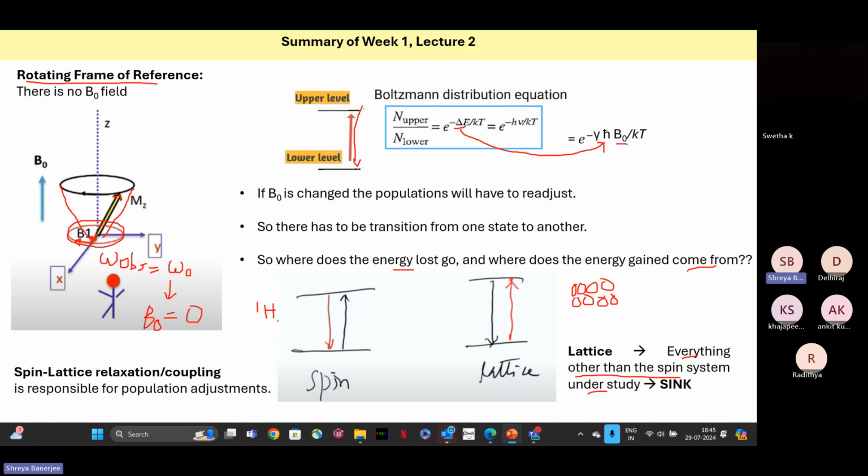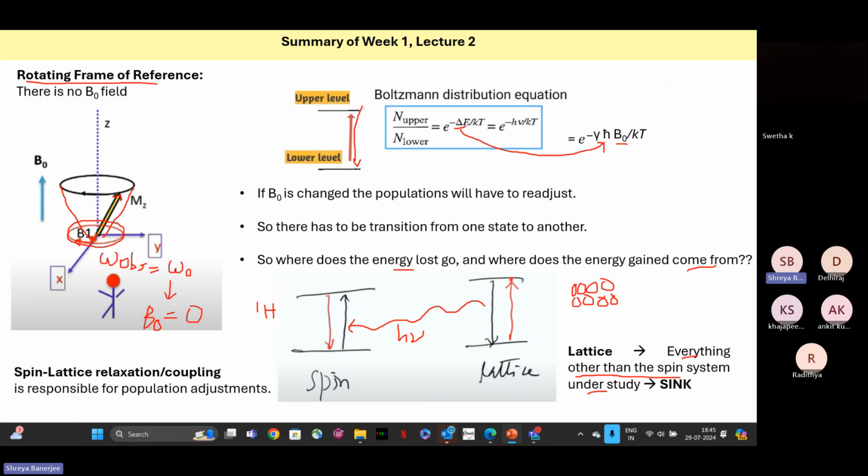So in this 1H proton system, suppose there is a transition from lower to upper level. The energy for this transition comes from the lattice. So in the lattice, there must be an opposite transition which releases an energy, h nu, which promotes the nucleus from lower to upper level.